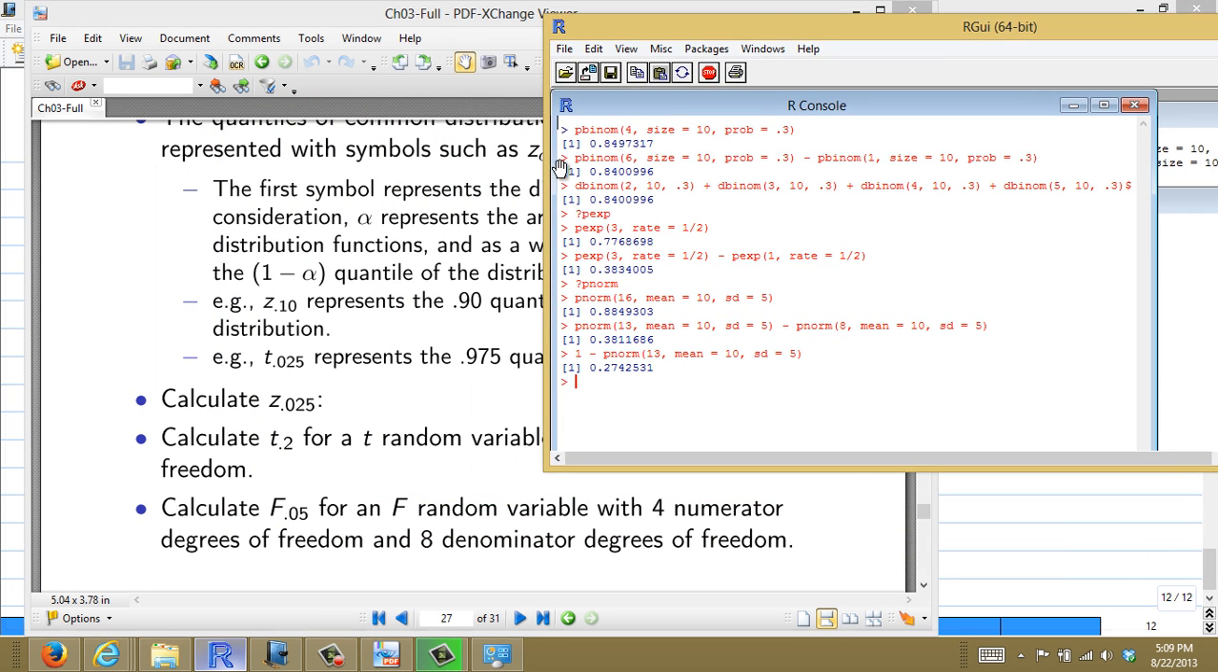All right. So Z of 0.025. Z stands for standard normal distribution, and alpha is equal to 0.025, which means that we want the 0.975 quantile of our standard normal distribution. What I would recommend is to pause this, see if you can solve these on your own, and then we'll come back together.